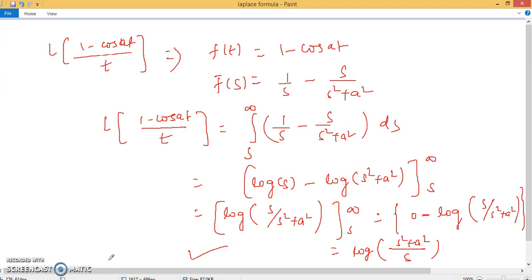In the next lecture we'll see property number 4, and we'll go on to convolution theorems, unit step functions, and the remaining portion of the Laplace transform.